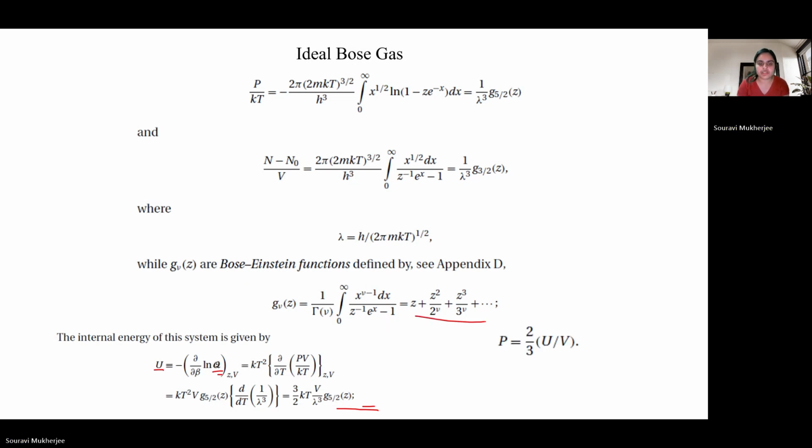So from here, if you try to find an expression, you have an expression for P by KT, and you have an expression for U. And from there, you can actually get back the same relation. This is something we had initially solved also for the case of a free, non-relativistic particle, and again you have got back the same equation. So everything seems consistent, right?